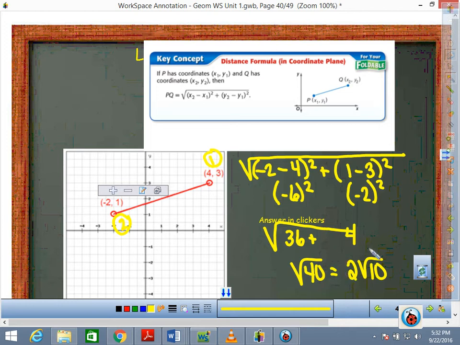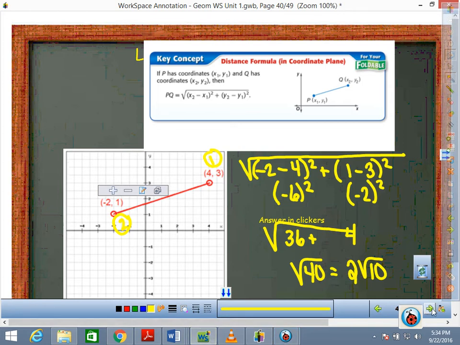Remember that we're not going to change these into decimals right now, unless it's something like our activity we're getting ready to do where we want those in decimals. Unless otherwise told so, you're going to want to leave them in simplified square root form.